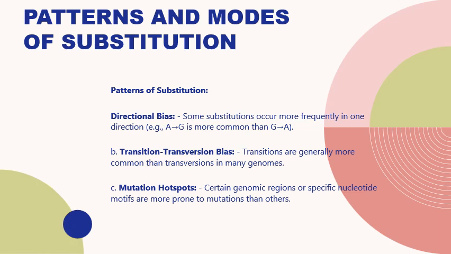bias. Transitions are generally more common than transversions in many genomes. This bias is attributed to the chemical similarity between the bases, purines and pyrimidines, involved in transitions. And lastly on this slide, we'll talk about mutation hotspots. Certain genomic regions or specific nucleotide motifs are more prone to mutations than others. These are referred to as our mutation hotspots.